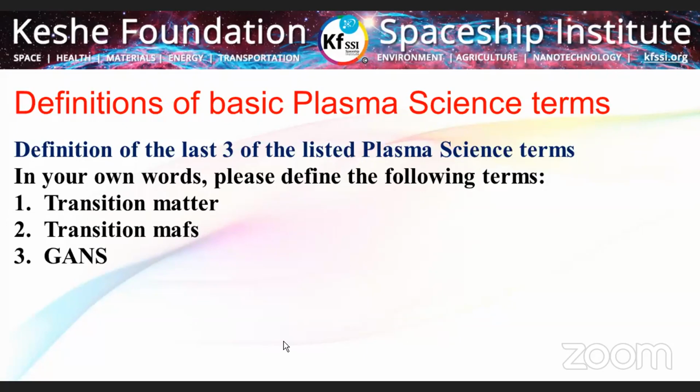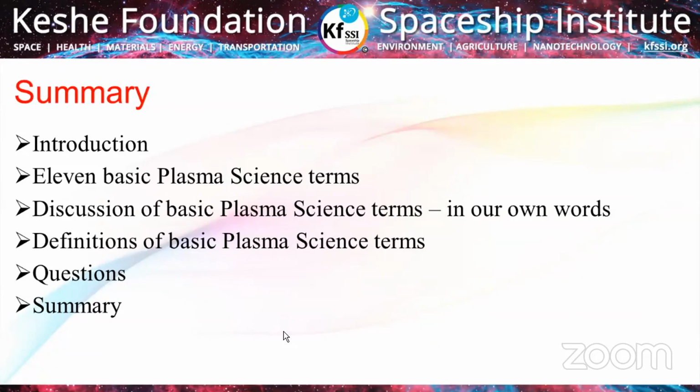But let me summarize. We have done the questions. Today we just introduced the topic of 11 basic plasma science terms. We covered 8 of them in depth. There was hesitation in the beginning, and then a lot of people contributed, so it became very interesting. Good questions came up. We had a good discussion in our own words, and we watched a few animations. So with definitions, we looked at 8 of the basic plasma science terms, and then we'll continue from there next time.